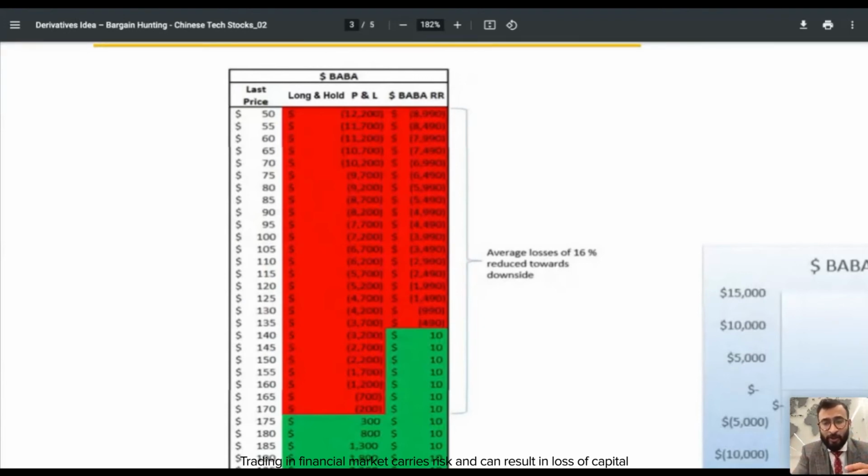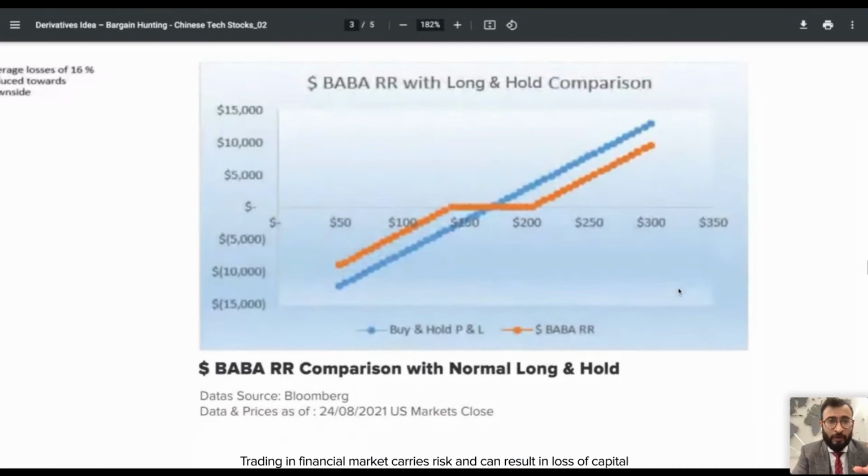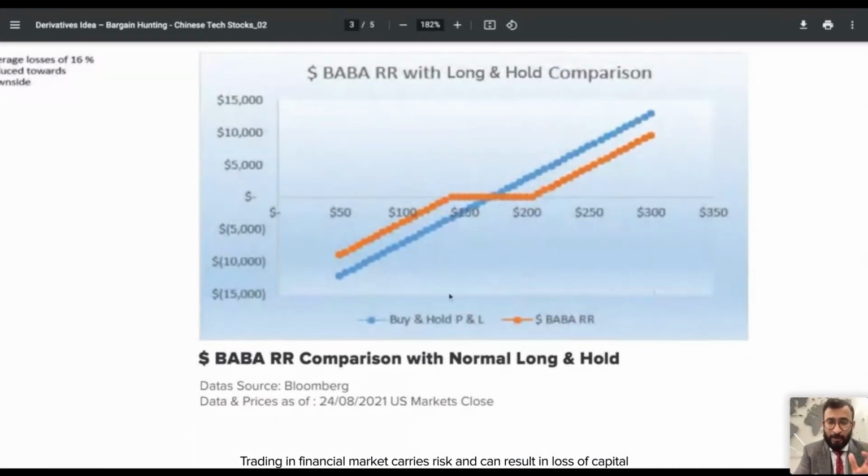So look at this diagram over here. I hope it is understandable. When you buy and hold, which is in blue, Alibaba, which means you're taking a naked position, you're buying one leg and keeping it open. If it goes down, it goes down. If it goes up, it goes up. That's the blue line, which is straight, right? If the price goes below 170, your loss starts. If it is above 170, your profit starts.